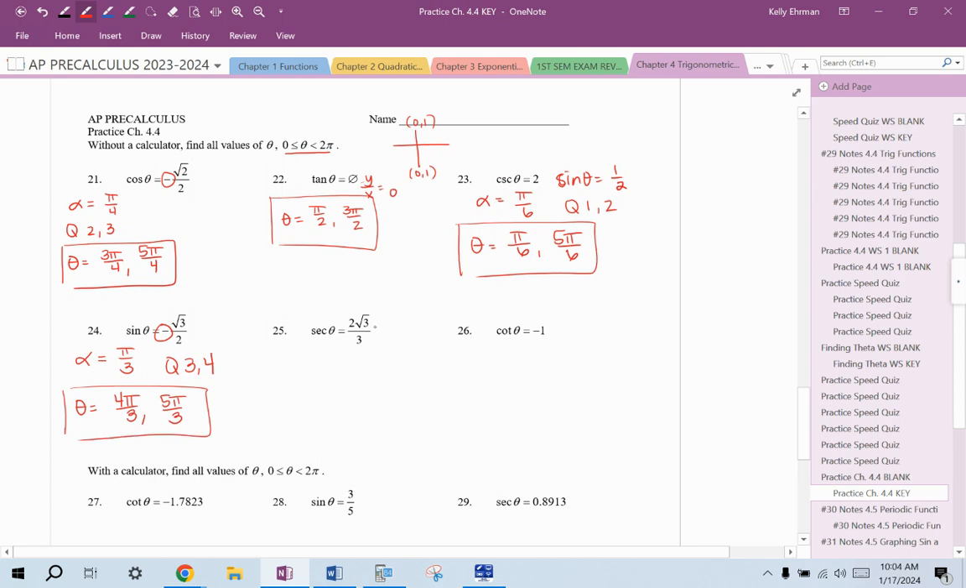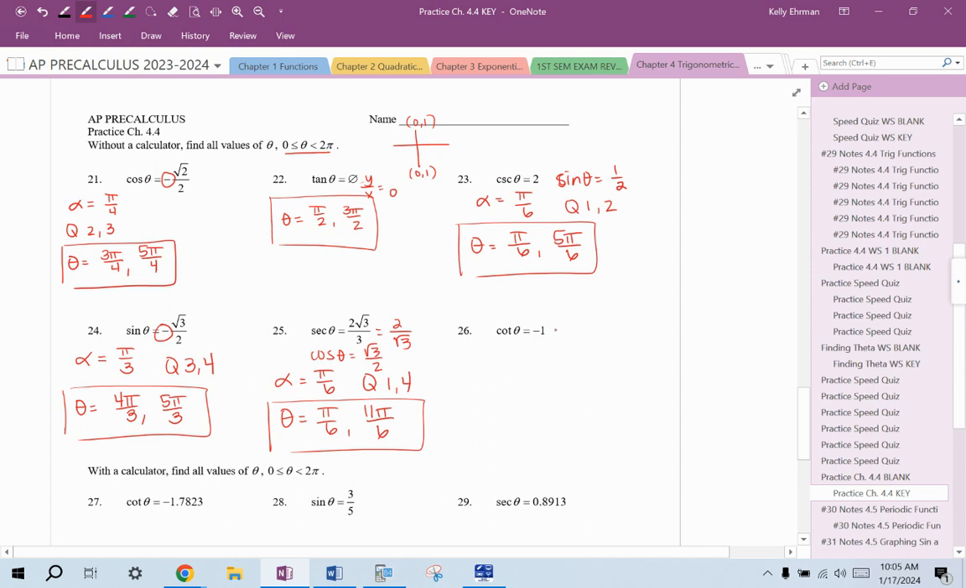Secant is equal to 2 radical 3 over 3. That's the same as 2 over radical 3 if you unrationalize it. Or you could also say when is cosine theta radical 3 over 2. The reference angle for that, the x-coordinate is radical 3 over 2 at pi over 6. Cosine is positive in quadrants 1 and 4. So give the two pi over 6 angles that are in quadrant 1 and quadrant 4.